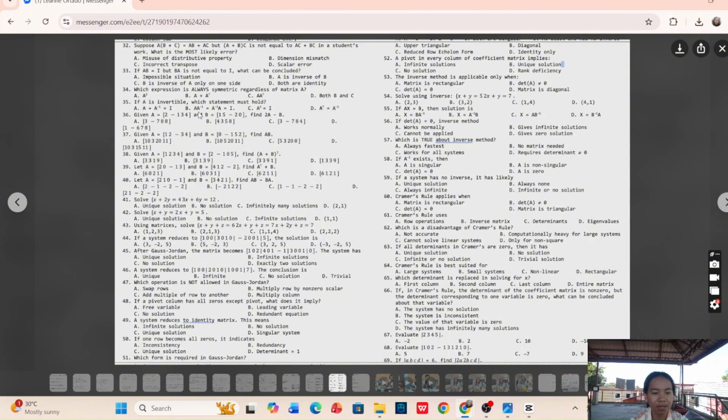If a system reduces to 1 0 0 3, 0 1 0 minus 2, 0 0 1 and 5, the solution is, the correct answer for number 44 is letter D. The reduced matrix directly reveals the solution values. That's our 44.